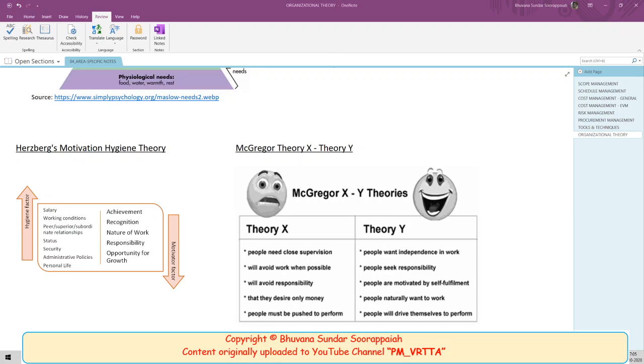Working conditions, your relationship with your peers, your superiors, subordinates, all these things, personal life. Can you achieve well at work if you have problems at home? You can't. So, these are hygiene factors. Some questions in the PMP exam may give a situation asking what you should do to motivate the person. You have to first check whether the hygiene factors are satisfied. Then you go for motivational factors after satisfying the hygiene factors.